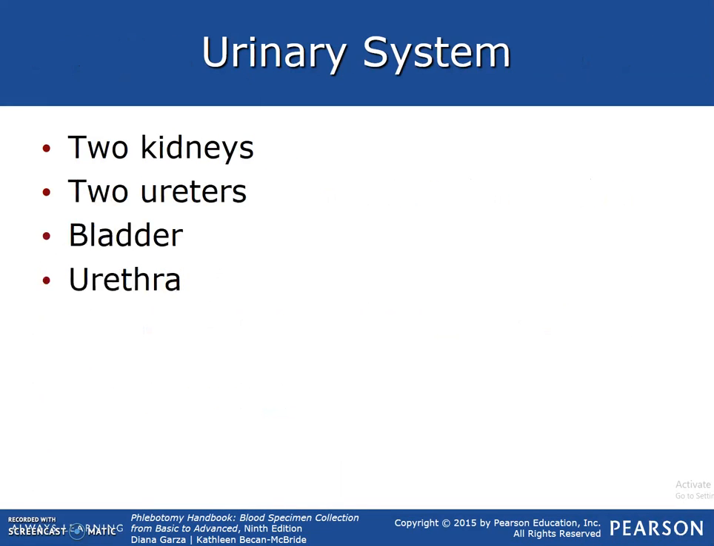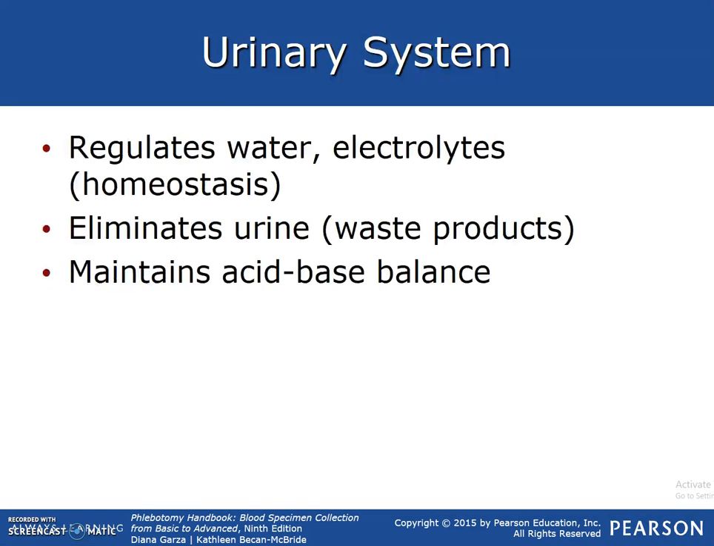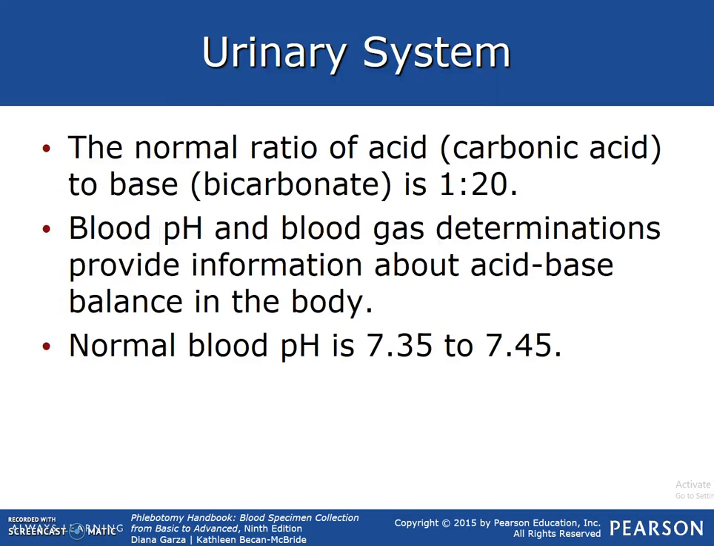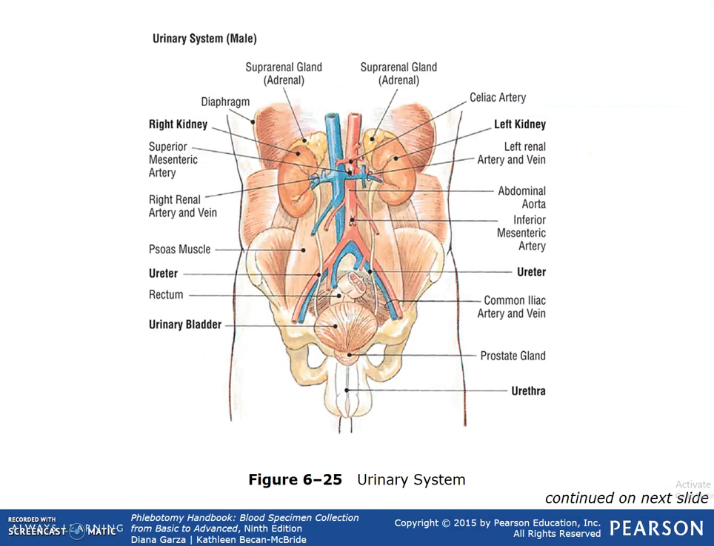The urinary system, we have 2 kidneys, 2 ureters, a bladder, and urethra. The urinary system regulates water, electrolytes, homeostasis, eliminates urine waste products, and maintains acid-base balance. The normal ratio to acid is 1 to 20. Blood pH and blood gases determinations provide information about acid-base balance in the body. Normal blood pH is 7.35 to 7.45.